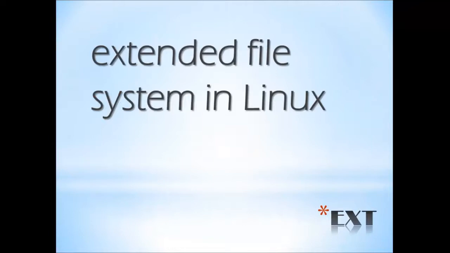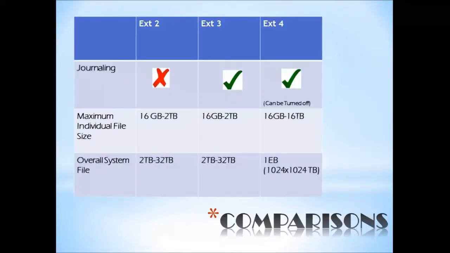File systems in Linux are known by ext, which is extended file systems. We have different versions of it: ext2, 3 and 4. The only difference between ext2 and 3 is that 3 has journaling. ext4 is a much improved version as it has a larger maximum individual file size as well as overall file system size.